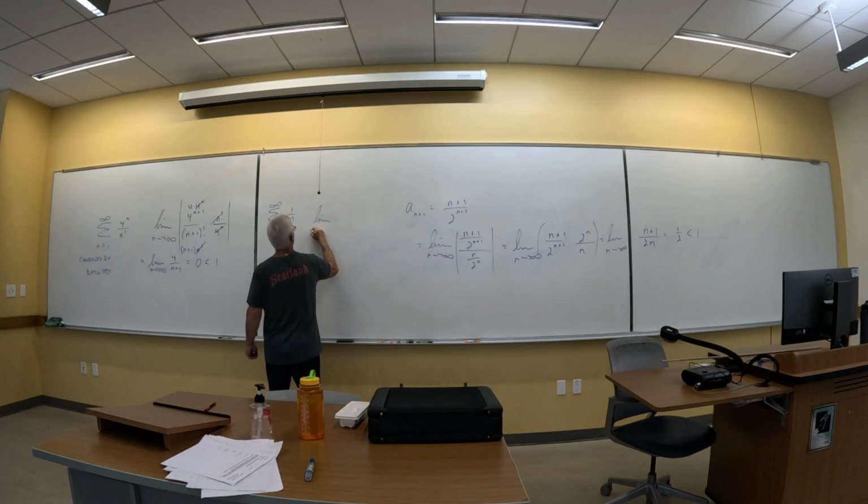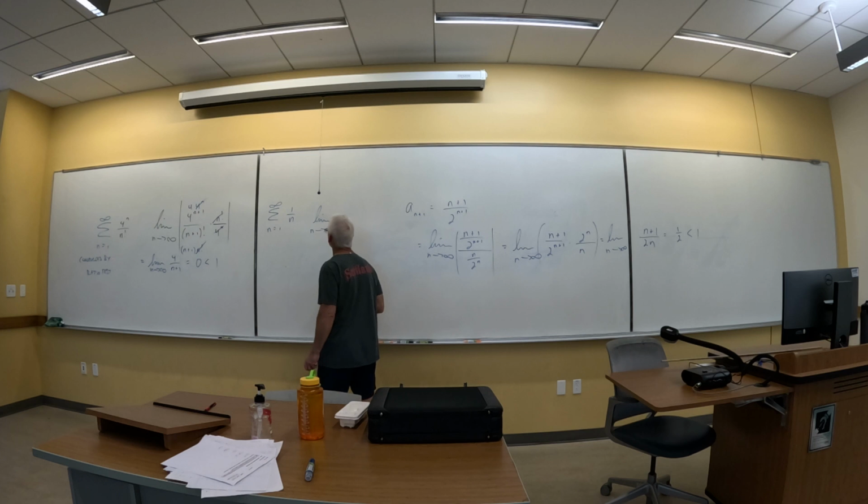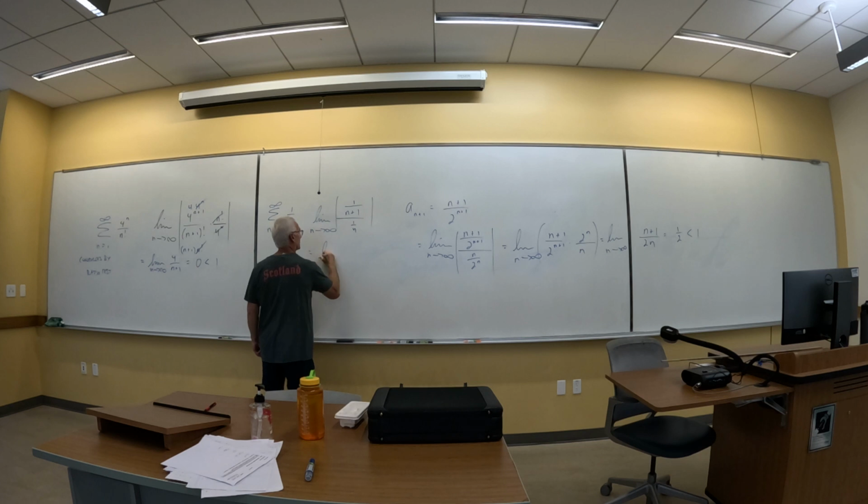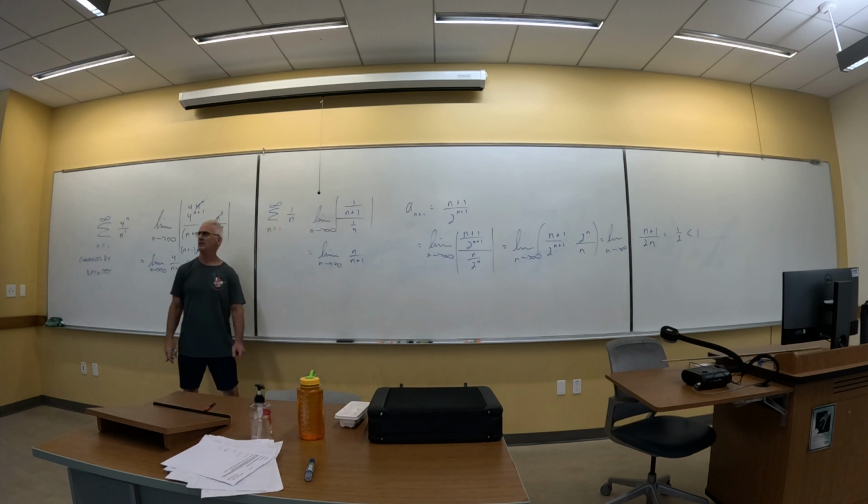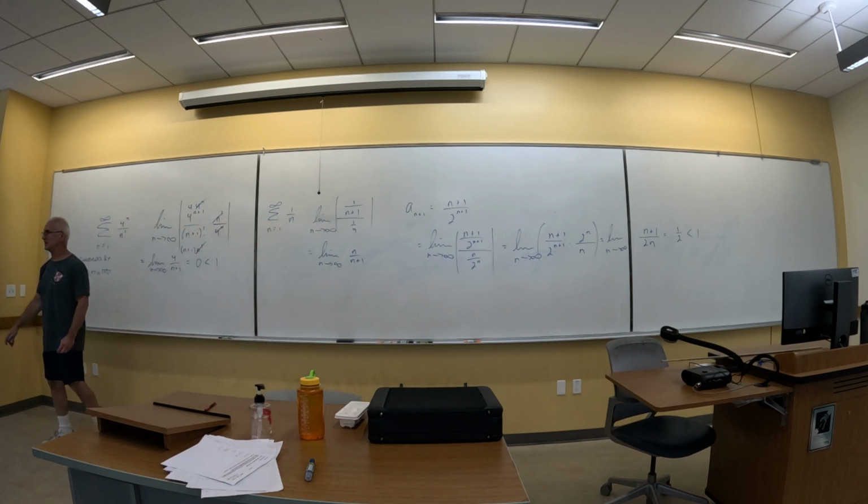So the ratio test says I'm going to take the limit as n goes to infinity of what? The n plus first term over the nth term, and what does that equal? That would be n over n plus 1? What do you think? Yes? No? Maybe?